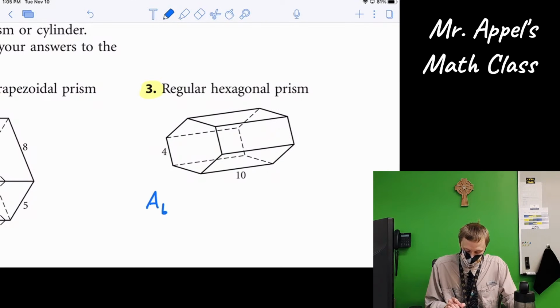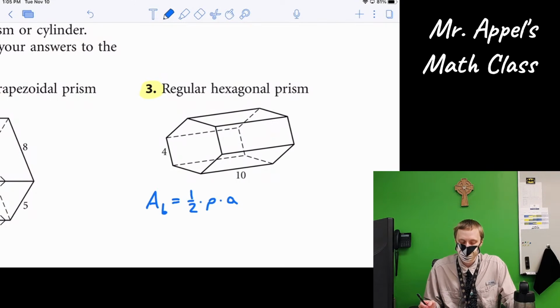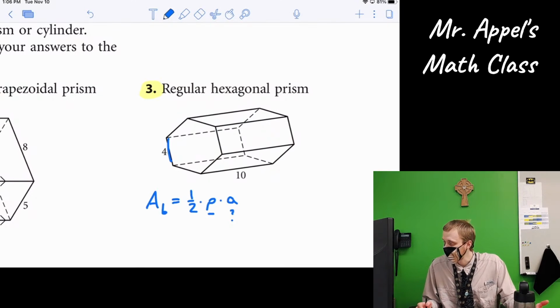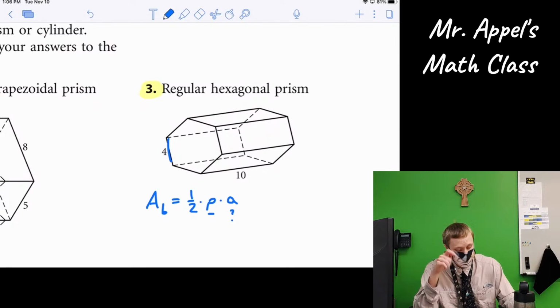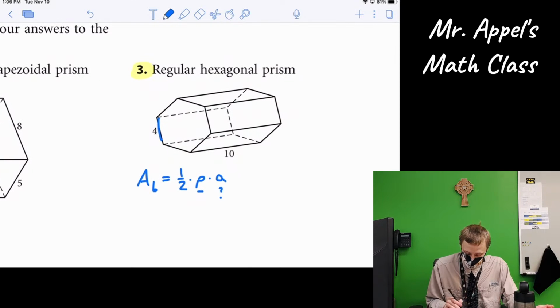The area for a hexagon, in this case 6, would be, we said yesterday, 1/2 perimeter times the apothem. Perimeter I've got. That's 4 times 6. I've got that. Where's the apothem? They didn't give you an apothem. You cannot currently, with your current set of tools, answer this question without the given apothem. So this is not doable for us right now. We're going to have to save this for later.